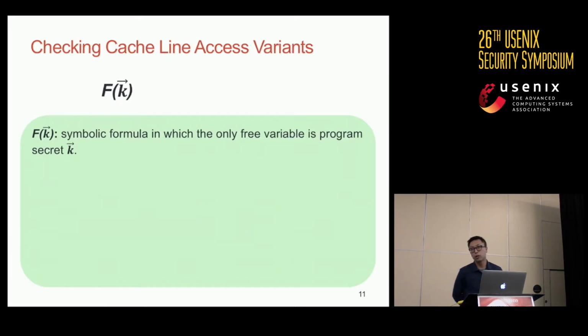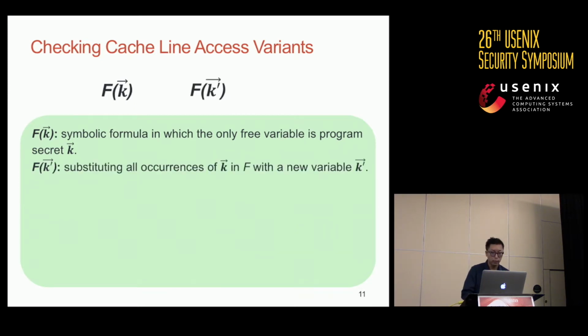All right, so after we get the symbolic formula of the memory load, the next step is to check the cache line access variance. Our starting point is formula F, where the only free variable is the program secret key. What we can do is first substitute all occurrences of the secret key in F with another variable k prime. So we will get another formula F k prime.